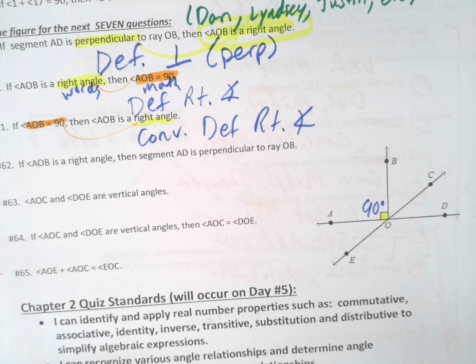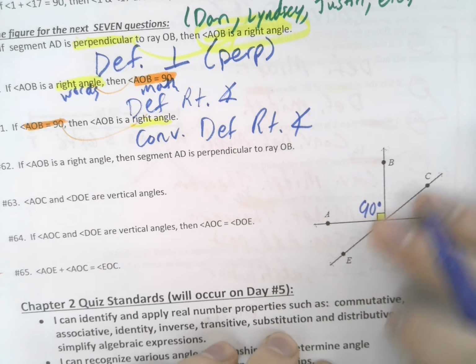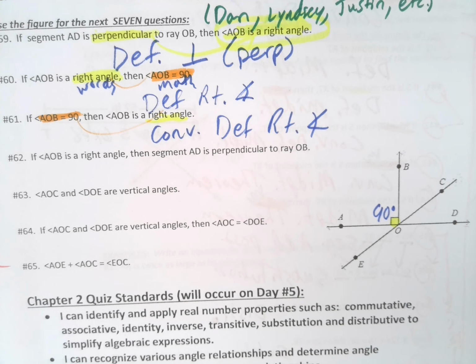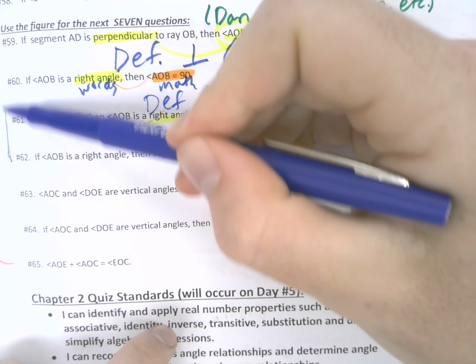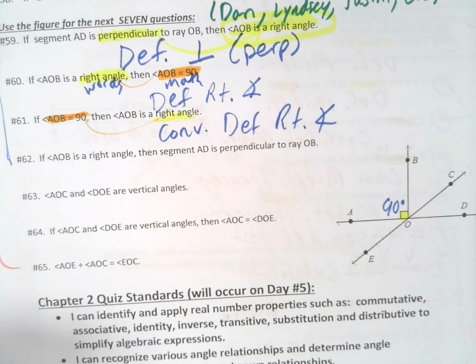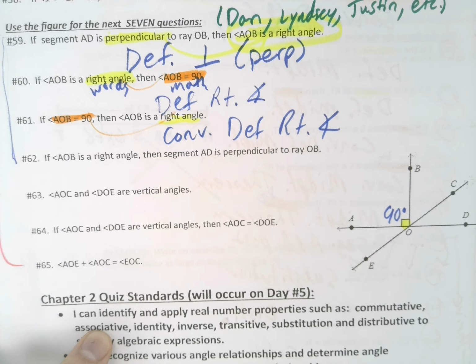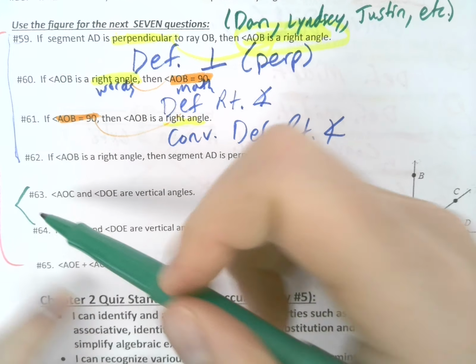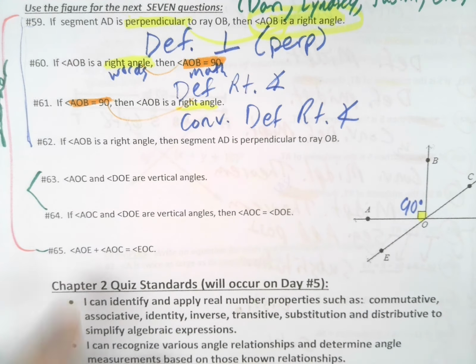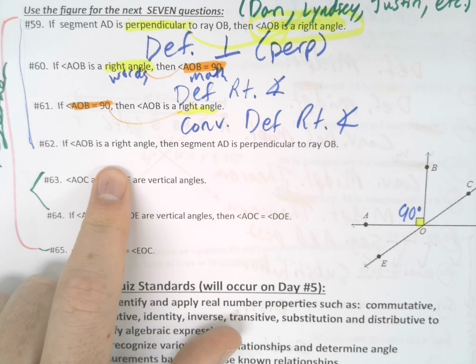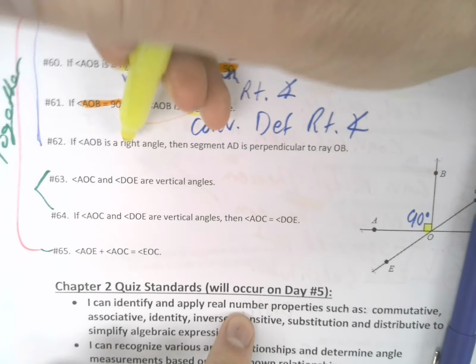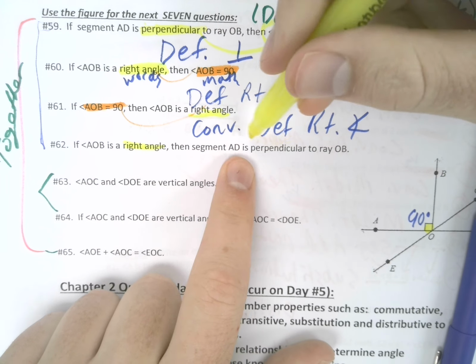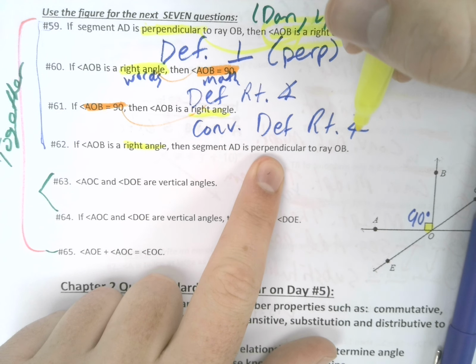And here's where we're actually going to start to be able to describe the rest of this picture here. So you're going to notice section 59 through 62 are connected, talking about right angles and things like that. But then, here in a minute, I'm going to let you guys try 63, 64, which are connected, and then 65. But let's finish with 62 here. So if AOB is a right angle, then the segment AD is perpendicular to ray OB.